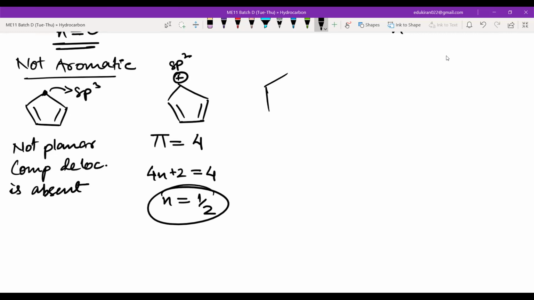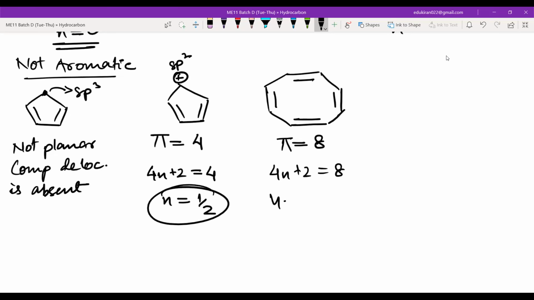Similarly, if you have cyclooctatetraene, you have 4 pi bonds here. The number of pi electrons is 8, so if I equate 4n plus 2 to 8, then 4n is equal to 6, and n is 6 by 4, which is not equal to 1, 2, 3 or any whole number. That is why this is also not an aromatic molecule.